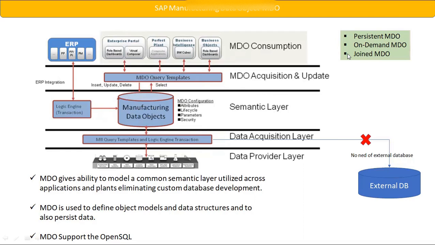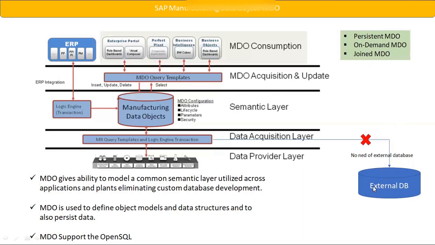There are three types of MDO that you can create in SAP MII. First is a persistent MDO, second is on-demand MDO, and third is joint MDO. A persistent MDO you can compare with a database table. Instead of creating a database table, you can create a persistent MDO in SAP MII to store the data. On-demand MDO, you can compare with database views.